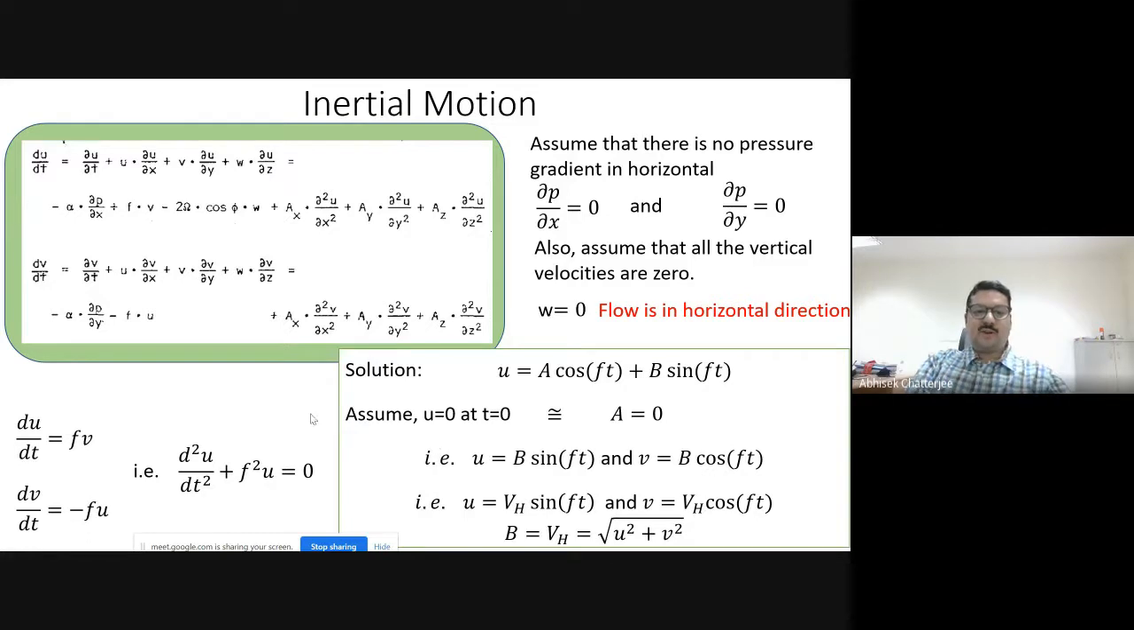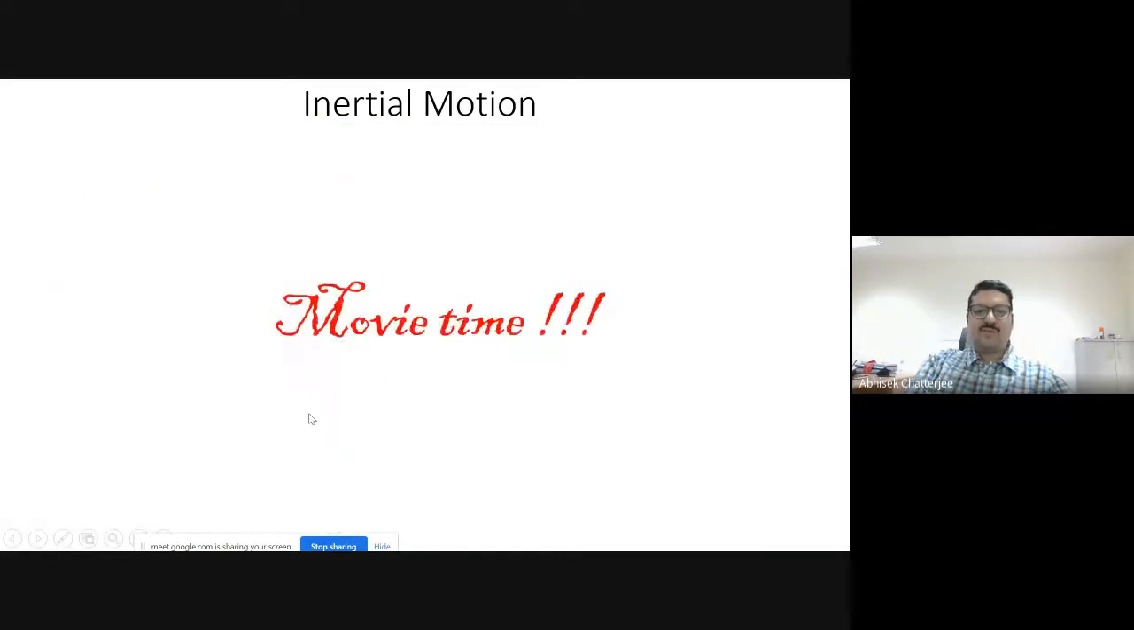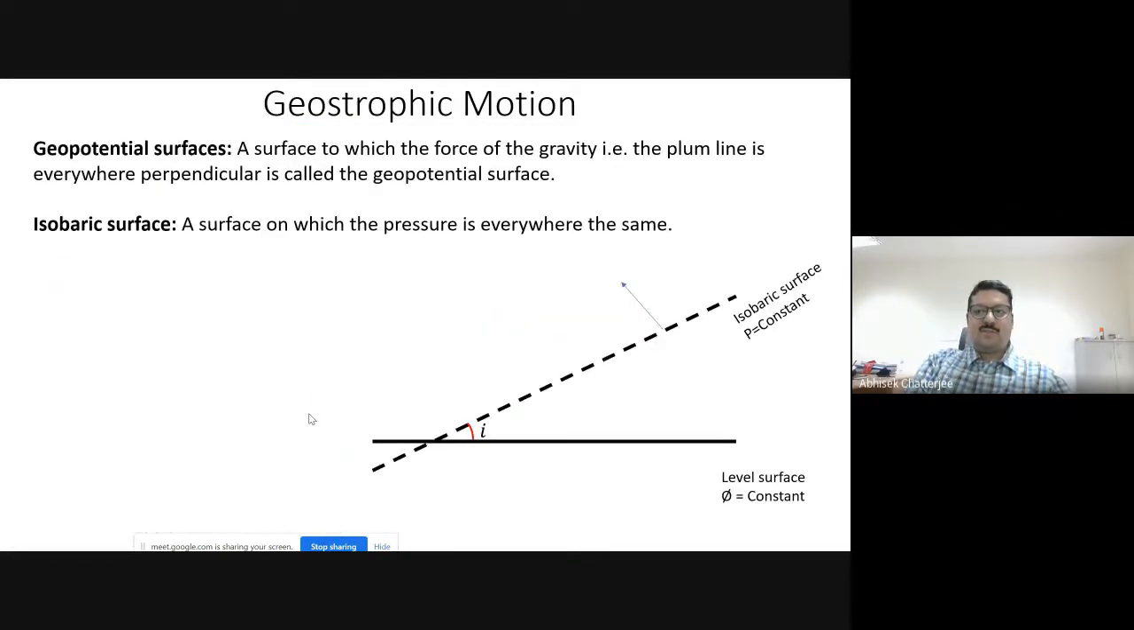So we saw some movies also. Devasis, if you want to switch off your camera, you can do that, I think.